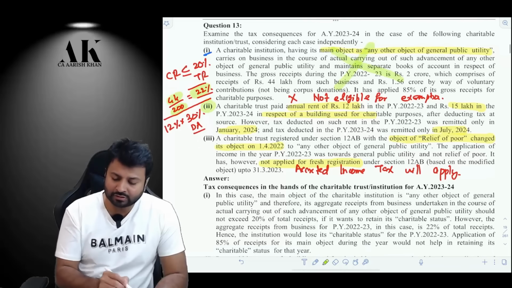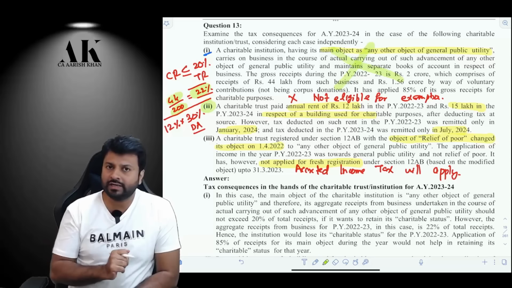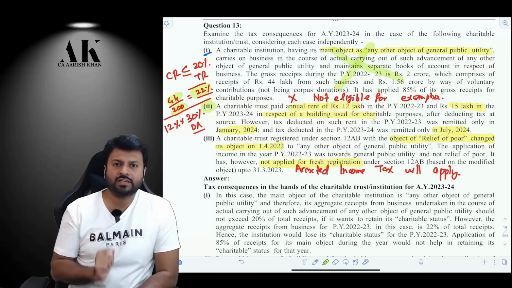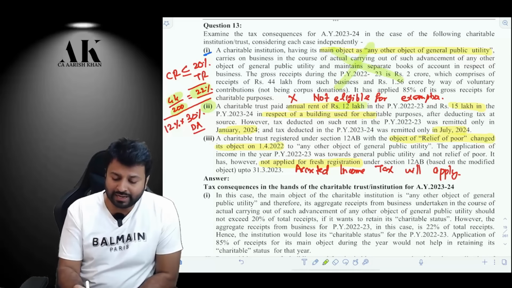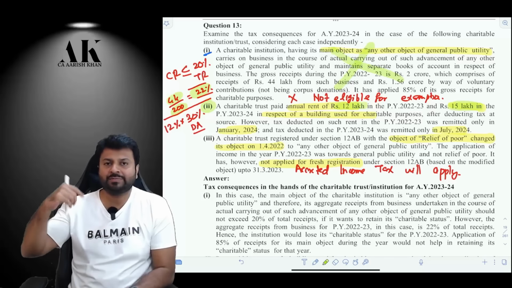Second question is based on what? Some rent paid by the trust. Now, if a trust is paying some rent, then they are liable to deduct TDS. If they don't deduct the TDS, 30% of the expenditure will be disallowed. Now, the trust is paying 12 lakhs in the current year and 15 lakhs in the next year. Okay, 12 lakhs rent is paid in the current year, 15 lakhs rent is paid in the next year.